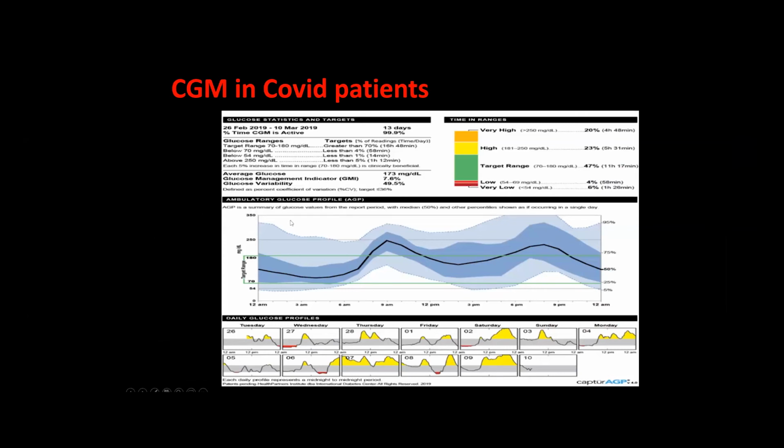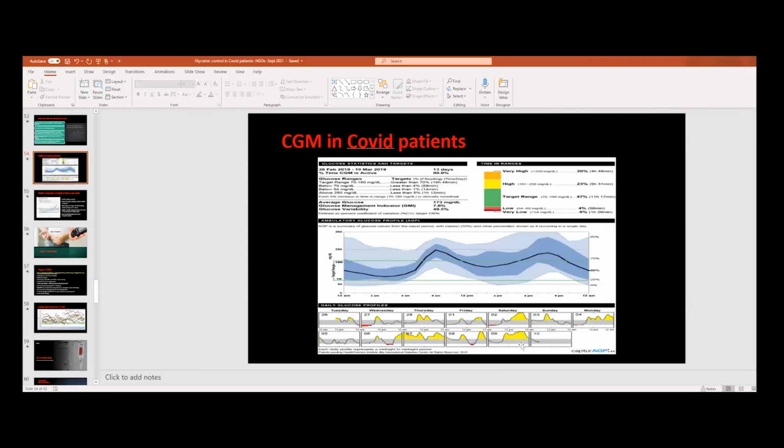Every 5 minutes the data transmits, so you have data every 5 minutes. Breakfast goes up, lunch goes up, dinner goes up. This is typical, classic steroid induced hyperglycemia. Typical classic.